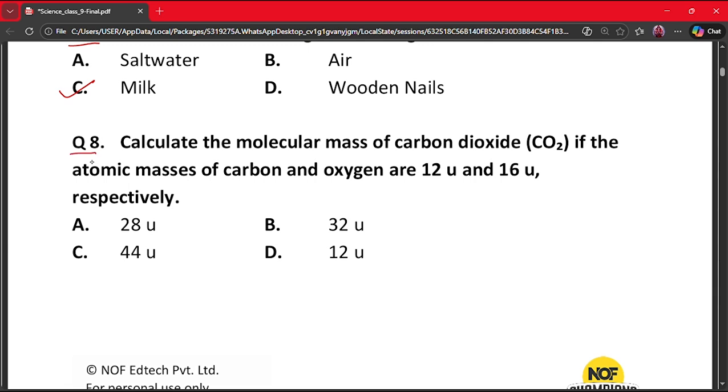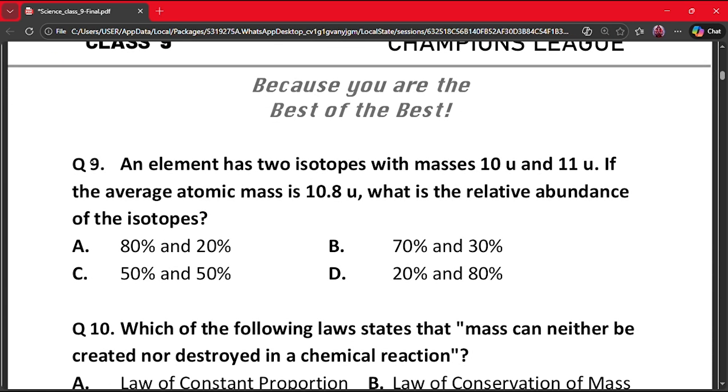Our next question is question number 8. Calculate the molecular mass of carbon dioxide, that is CO2, if the atomic masses of carbon and oxygen are 12u and 16u respectively. So here atomic mass of carbon is 12u and atomic mass of oxygen is 16u. So CO2 has 1 C and 2 O. So here 12 plus 16 × 2 equals 44u. So our correct answer is option C. Let's move on to the next question. That is question number 9.